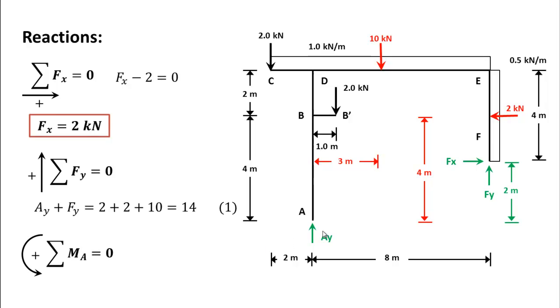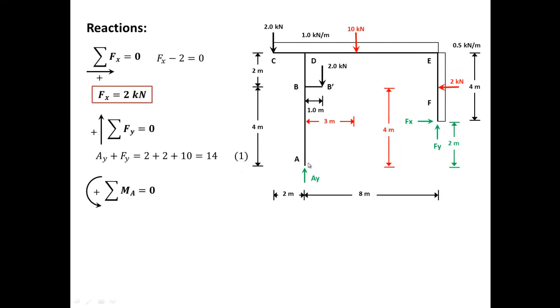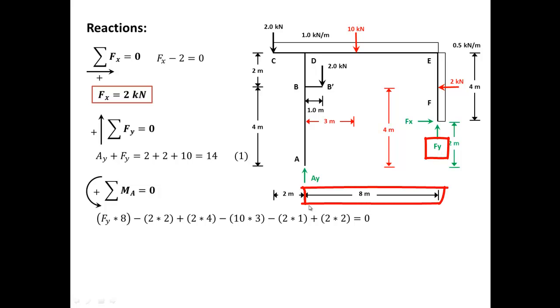I picked point A. So the summation of the moments about point A should equal 0. Okay, how do we do this one? It's a long equation, but we can go through it step by step. If I'm summing the moments about A, I usually like to start with the very far force, Fy right here. So it's Fy multiplied by 8.